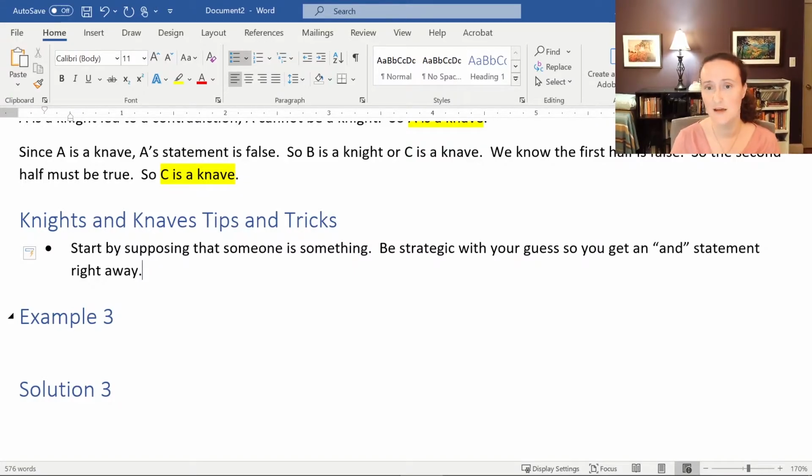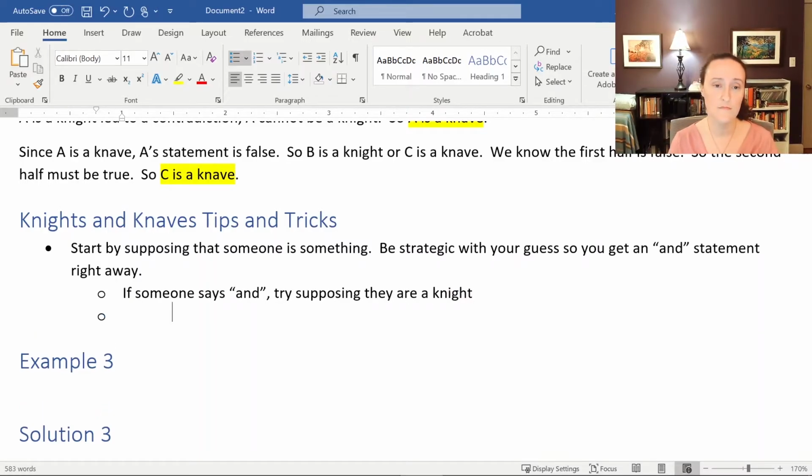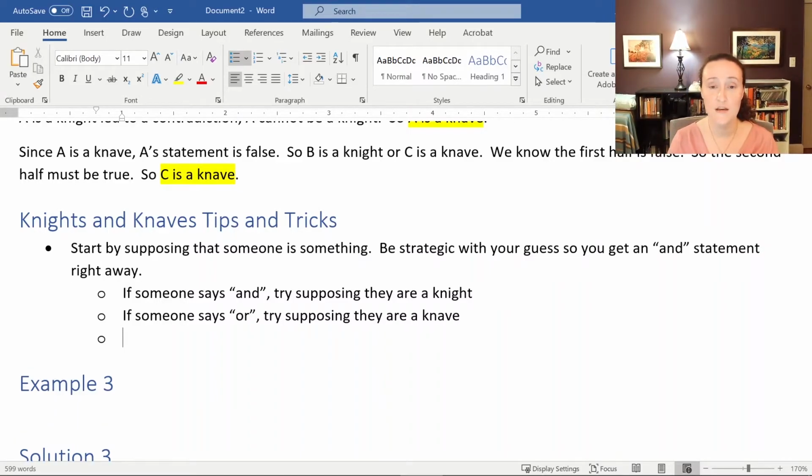So these are the ways to get an and statement. If someone just says an and statement, try supposing that they're a knight. On the other hand, if someone says an or statement, try supposing they're a knave, because then their negation will be an and statement. If someone says an if-then statement, remember the negation of an if-then statement is an and statement. It's not another if-then, it's an and statement. So you can suppose they are a knave, so you get their negation.